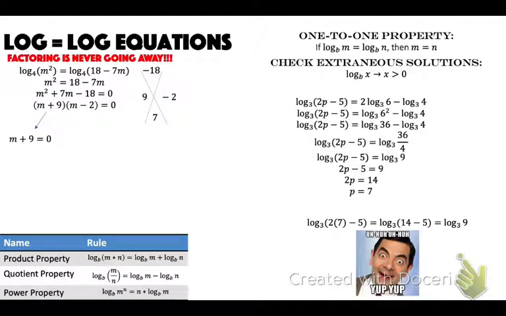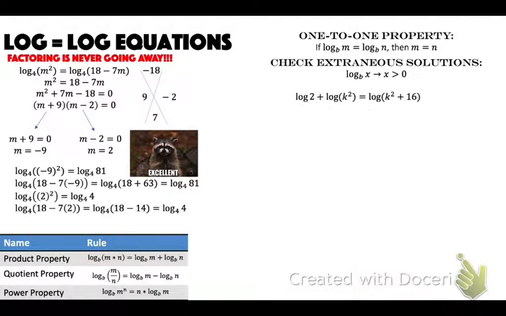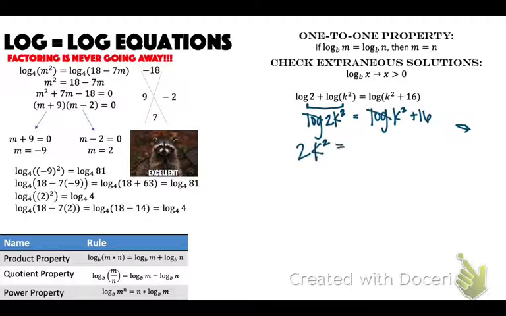We can go through this. Excellent. Okay, this one right here. So first we need to combine these. So we have log 2k squared equals log k squared plus 16. So these cancel, and I'm left with 2k squared equals k squared plus 16.